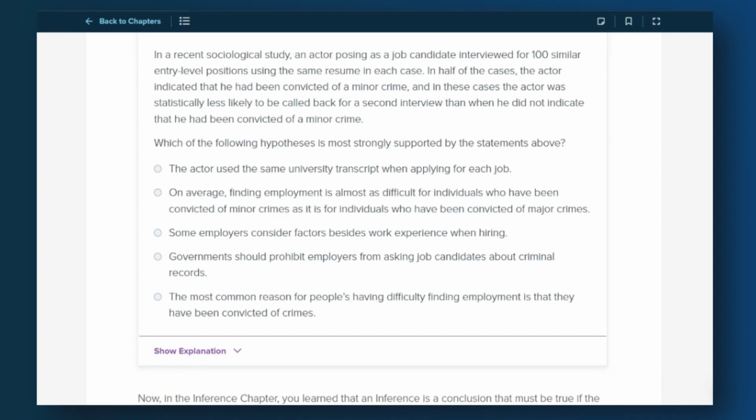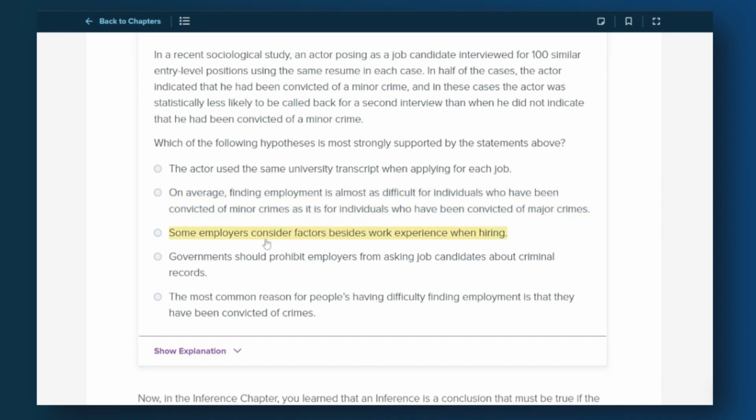B, therefore, on average, finding employment is almost as difficult for individuals who have been convicted of minor crimes as it is for individuals who have been convicted of major crimes. This argument isn't discussing major crimes, so this conclusion would be out of scope.